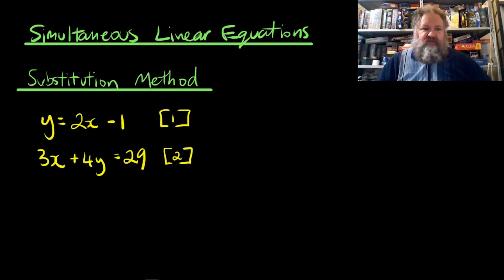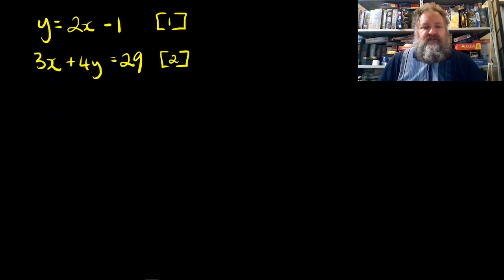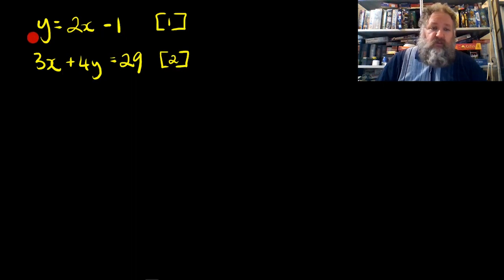I've got my two linear equations. y is equal to 2x minus 1, that's my first equation, and 3x plus 4y equals 29. That's my second equation. So what I'm going to do is some substituting. Because my first equation has a value for y, I know that y is actually equal to 2x minus 1. Because this y is all by itself on the left-hand side, I know that the right-hand side is equal to what y is.